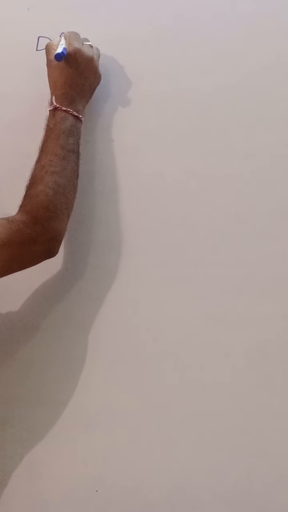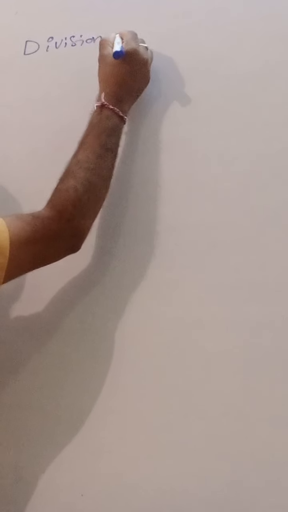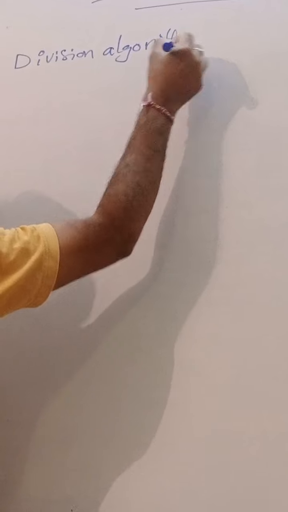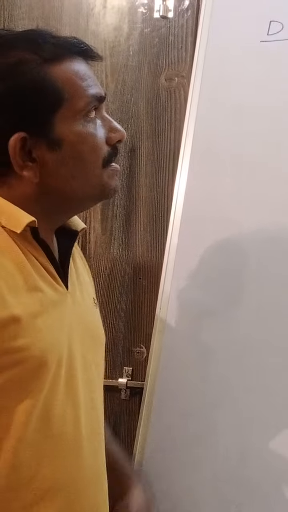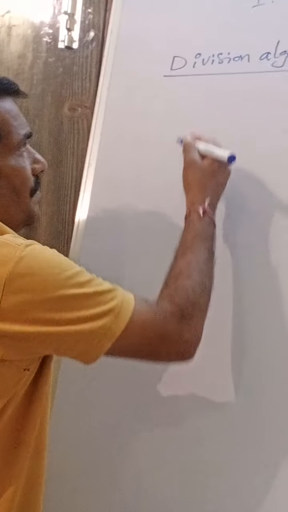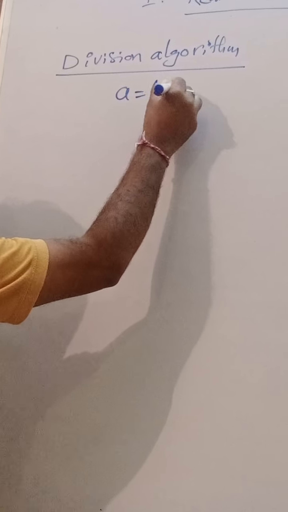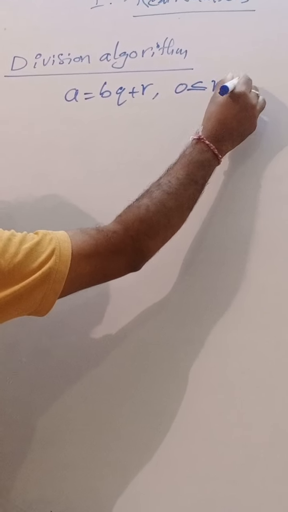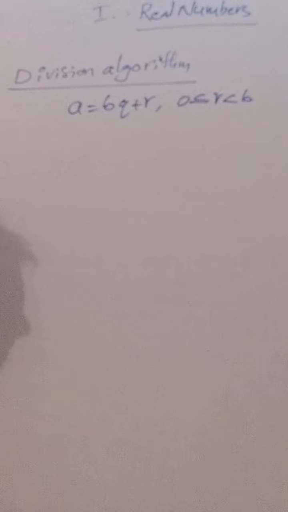Now the division algorithm. In the previous class, we learned about this division rule. How can we write the division algorithm? The same: A is equal to BQ plus R, where 0 is less than or equal to R is less than B. In the previous class, we found it through some examples.